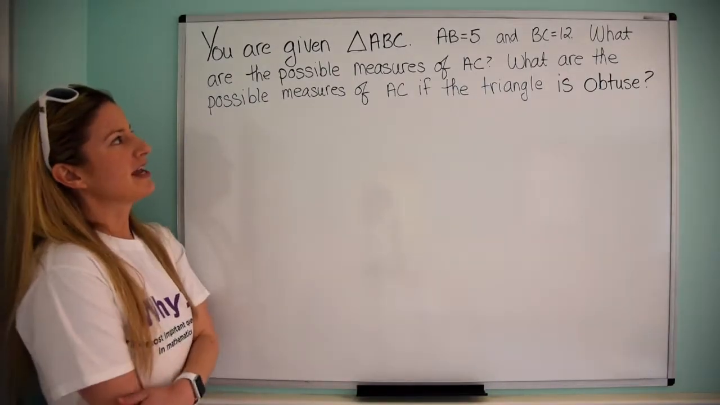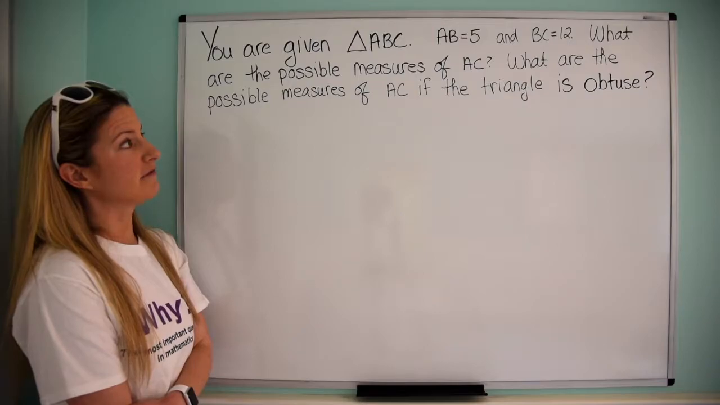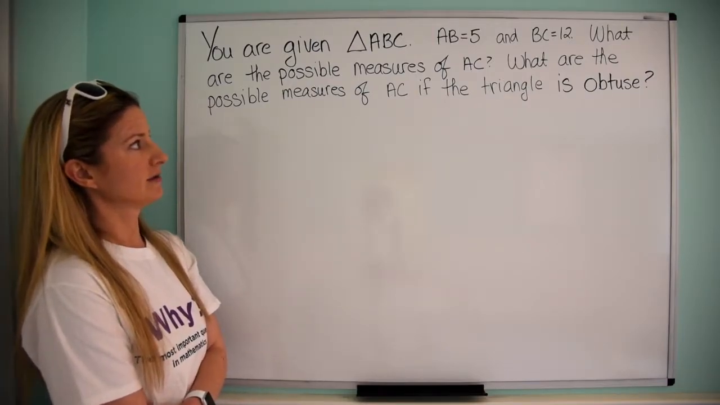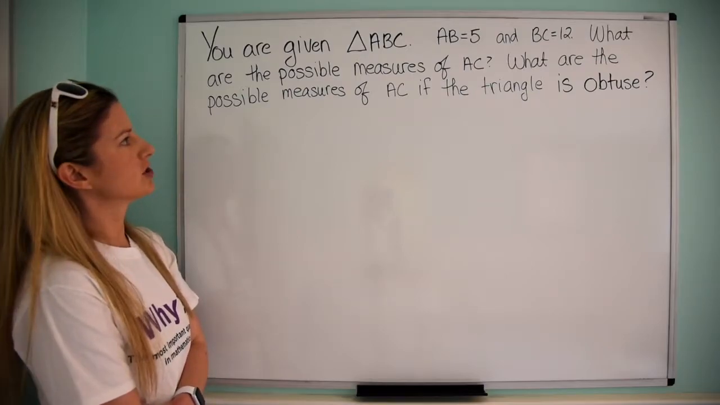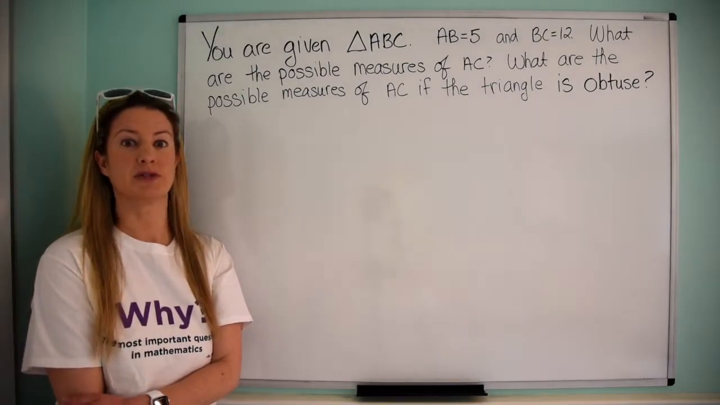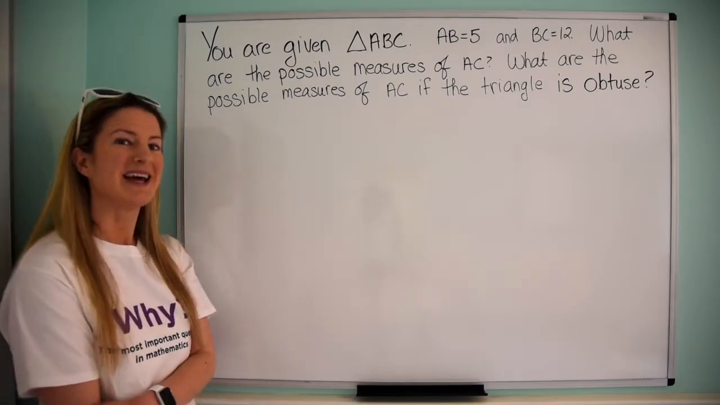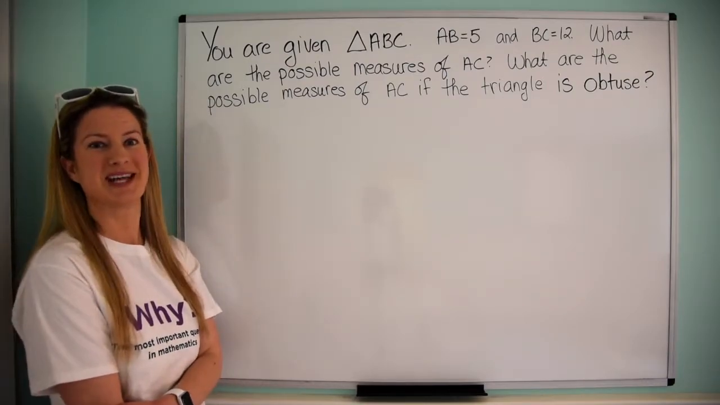You are given triangle ABC. AB equals 5 and BC equals 12. What are the possible measures of AC? And what are the possible measures of AC if the triangle is obtuse? Okay, so first thing I'm going to tell you to do is click pause, attempt this problem yourself, and then we'll do it together.